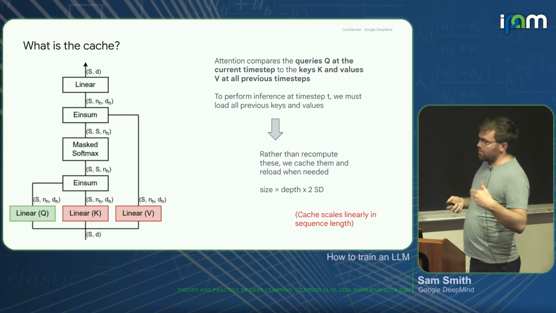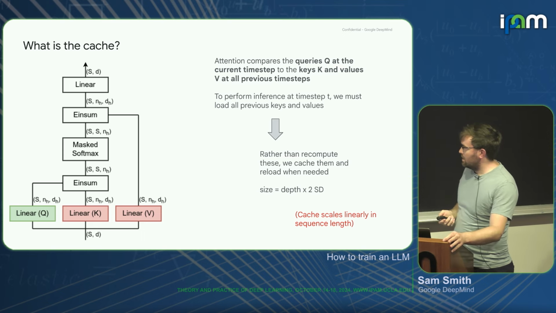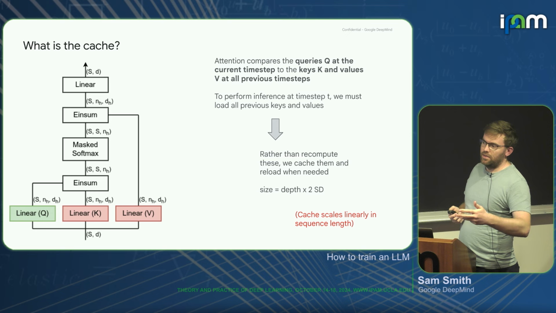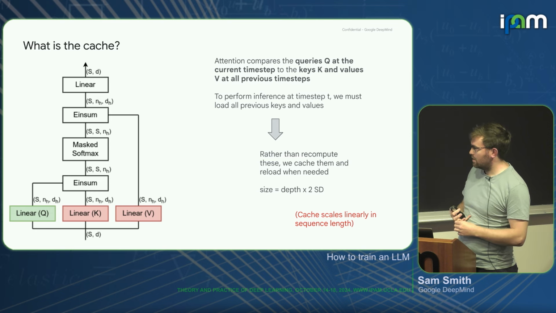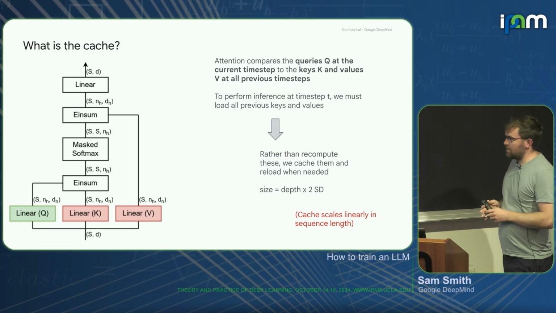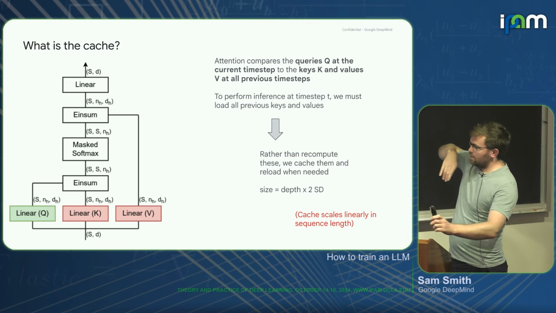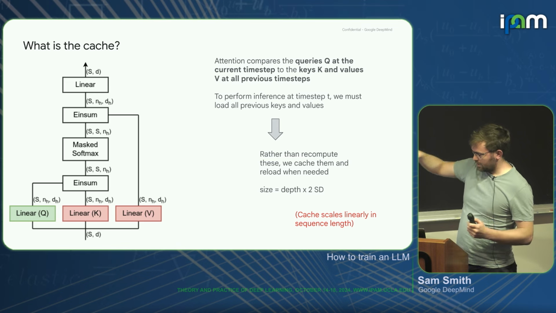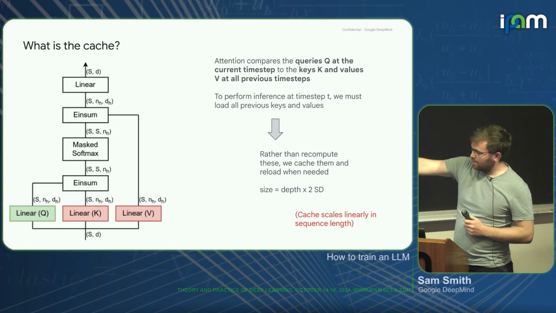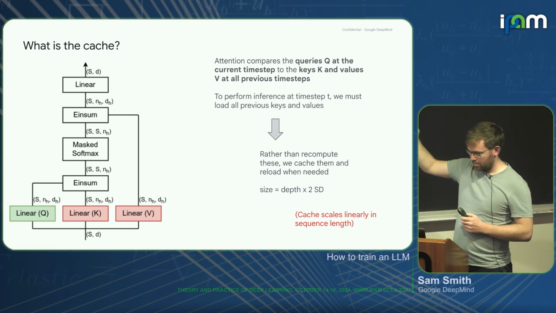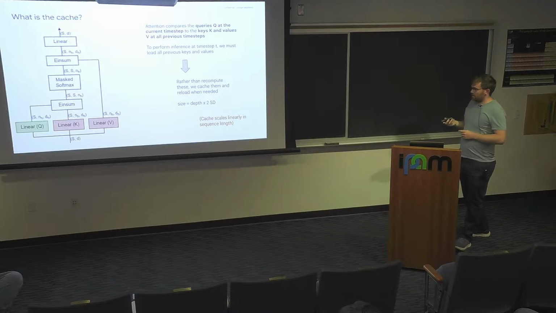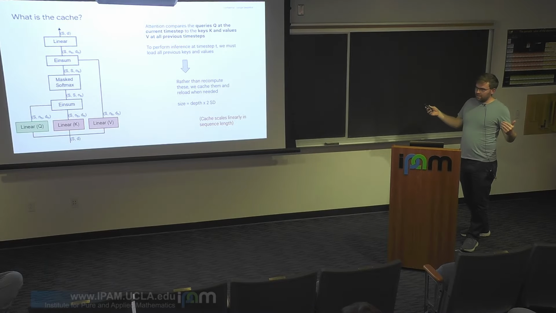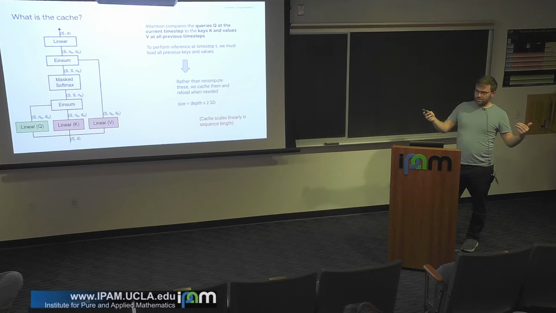Obviously, we don't want to keep recomputing these keys and values. So instead, we just put them in a cache, and then retrieve them when we need them. So what's the size of this cache? It's going to be the depth of the model times the size of the outputs of k and v. That's twice the sequence length times the model width, since the head dimension times the head width is always the model width. The key thing is that this cache scales linearly in how long the sequence is. As sequences get longer, this cache gets bigger.